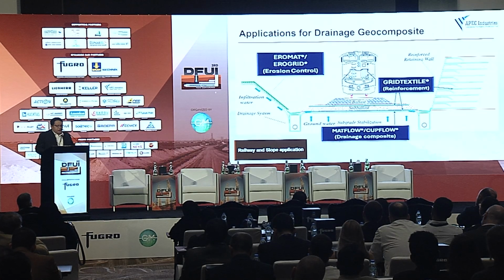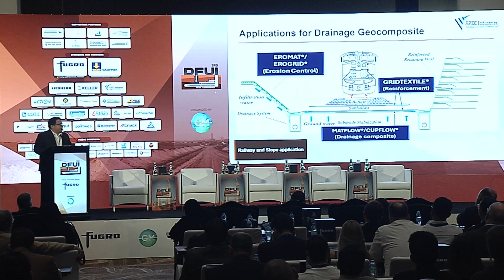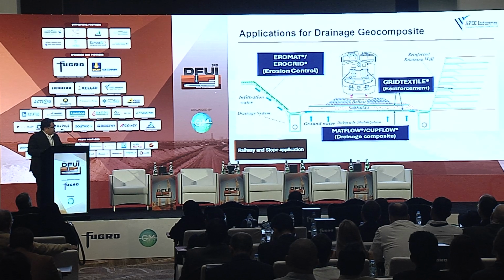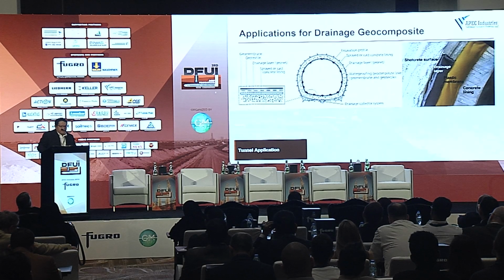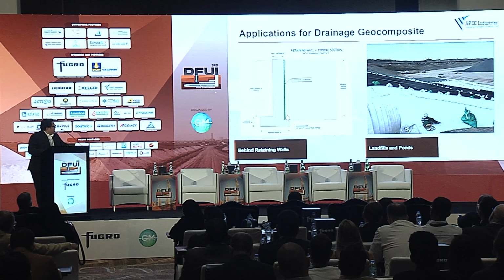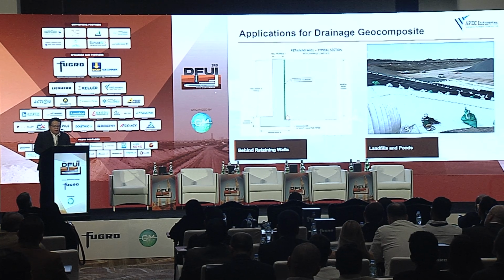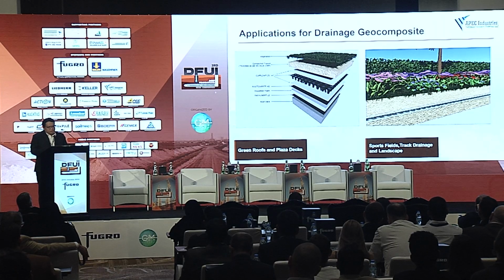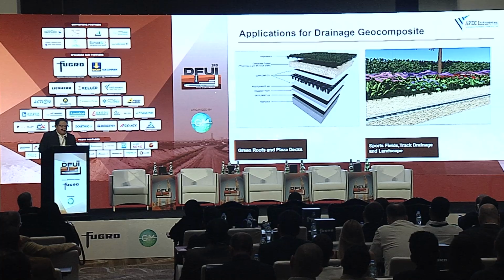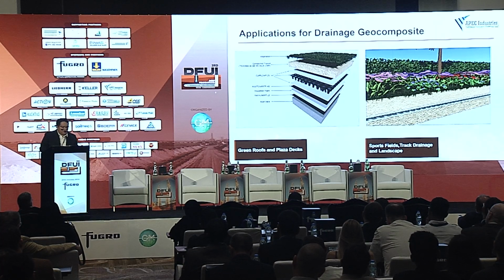The use of drainage geocomposites extends not just to roads, but also to railway applications, beneath ballast beds and slopes, in tunnel walls between concrete lining and shotcrete surfaces, behind retaining walls, on landfills and ponds, green roofs, plaza decks, sports fields, truck drainage, and landscapes. So the broad range of applications demonstrates the versatility and effectiveness of the technology.